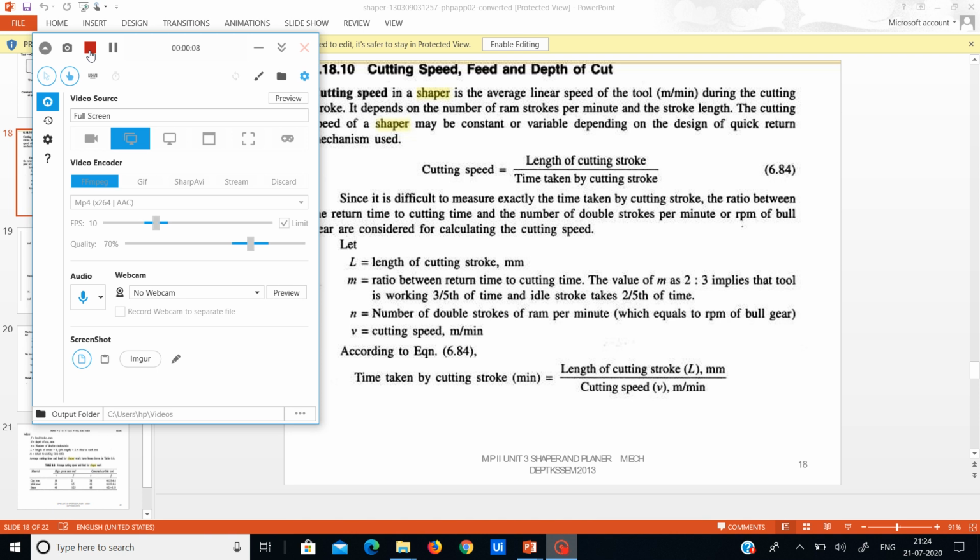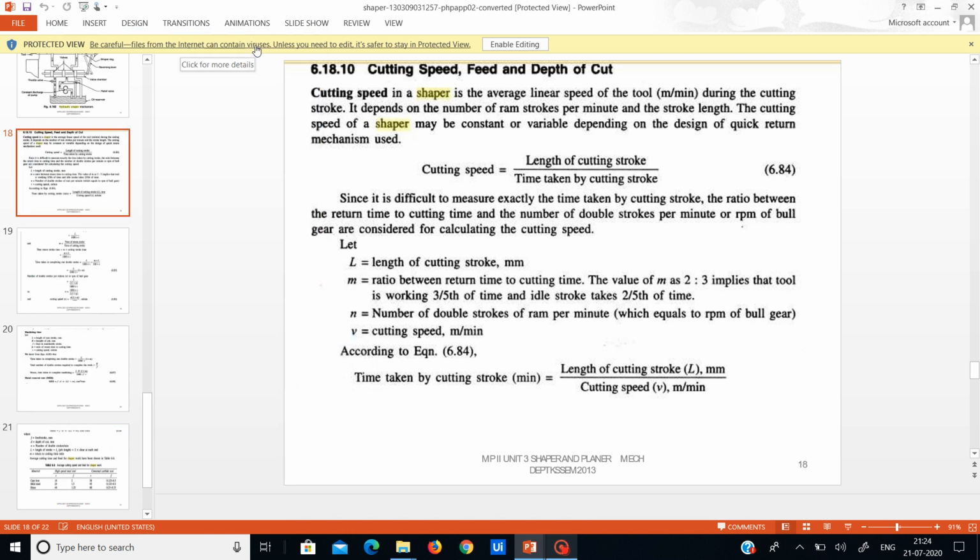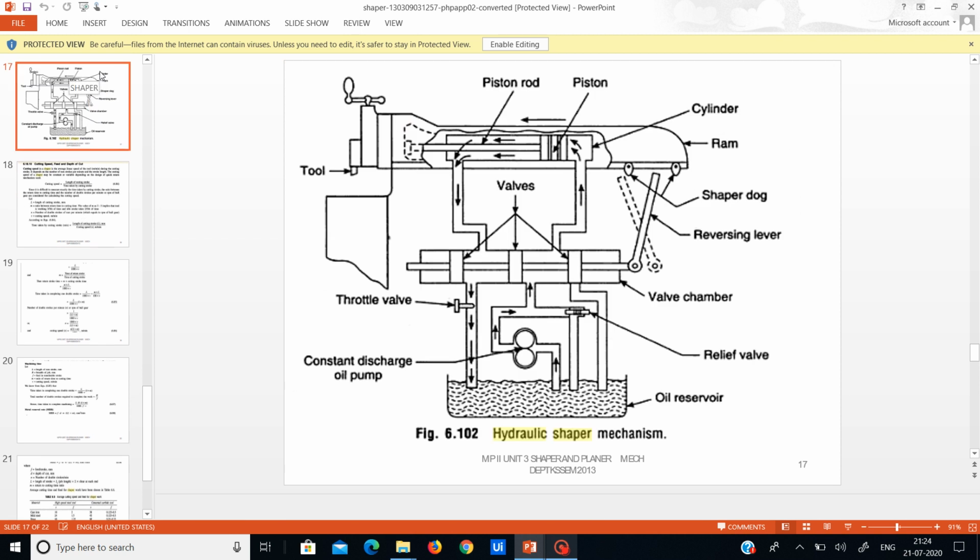Syed Rubina, mechanical, GPW. So, in the last class, I have explained you about the hydraulic system of the shaper mechanism.